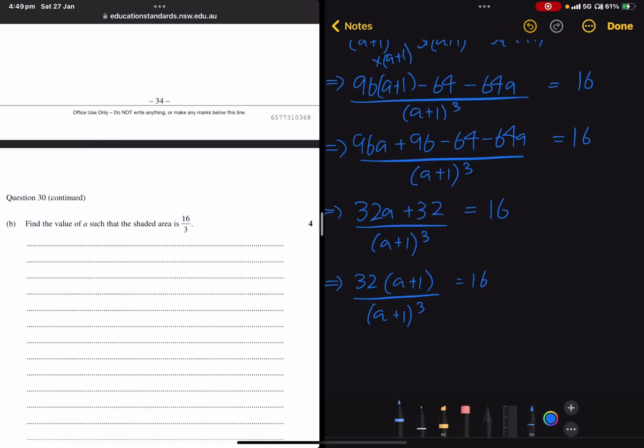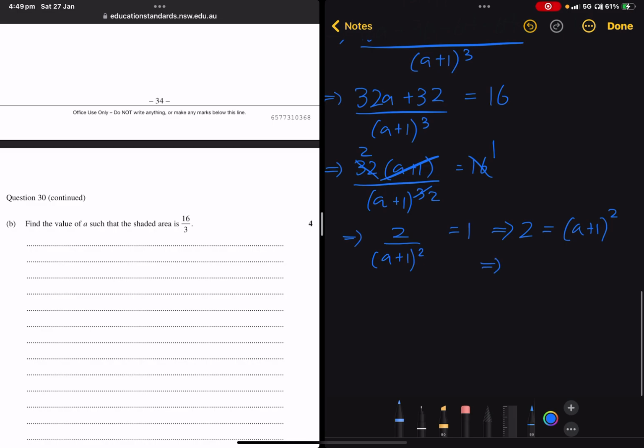I can divide these both by 16. So this becomes 1, this becomes 2. I can cancel this a plus 1 with one of these a plus 1s. This gives me 2 over a plus 1 squared is equal to 1. Multiply both sides by a plus 1 squared. I get 2 is equal to a plus 1 squared. Take the square root of both sides. This gives me a plus 1 is equal to plus minus the square root of 2.